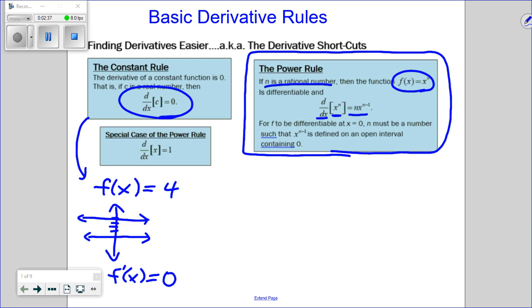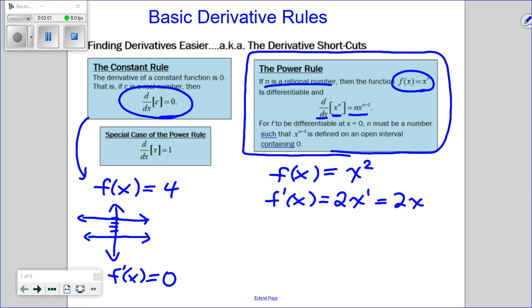Okay? So for instance, let's say our function is f of x equals x squared, then f prime of x would equal, we bring the exponent down in front, so it's n, which is in this case 2, times x to the n minus 1. So 2 minus 1 is 1. And then of course we'd probably just write that as 2x.